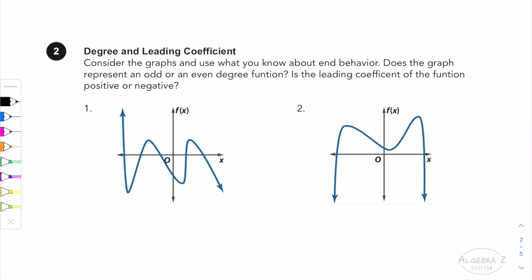And next we're going to talk about how the graphs can tell us what we know about the degree of a function and whether or not the leading coefficient is positive or negative. So we're kind of working backwards here. We're using the graph to identify the end behavior, and then we're using the end behavior to identify the degree and the leading coefficient.